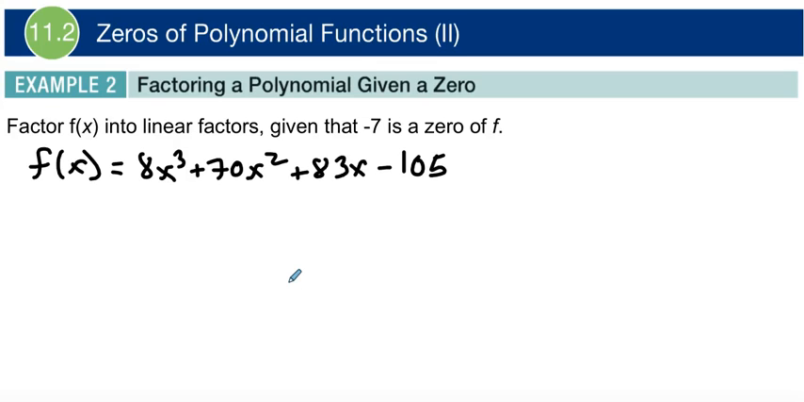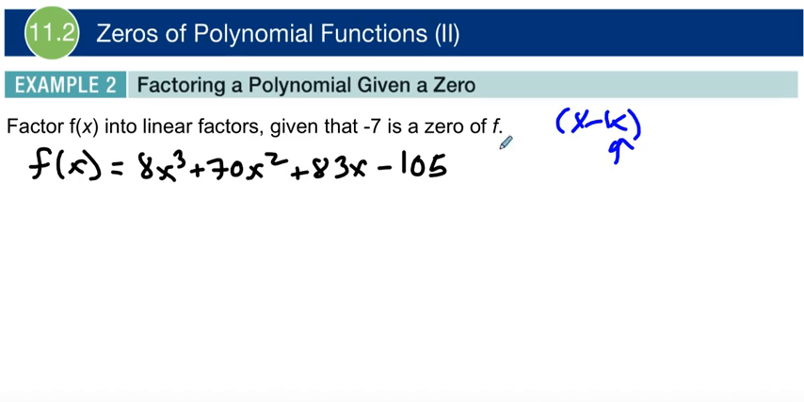In this example, what we're going to be doing is factoring this polynomial f of x into linear factors. Linear factors look something like this: x minus k, where k is a numeric value. Okay, so we're going to have multiple of these to factor this polynomial right here.